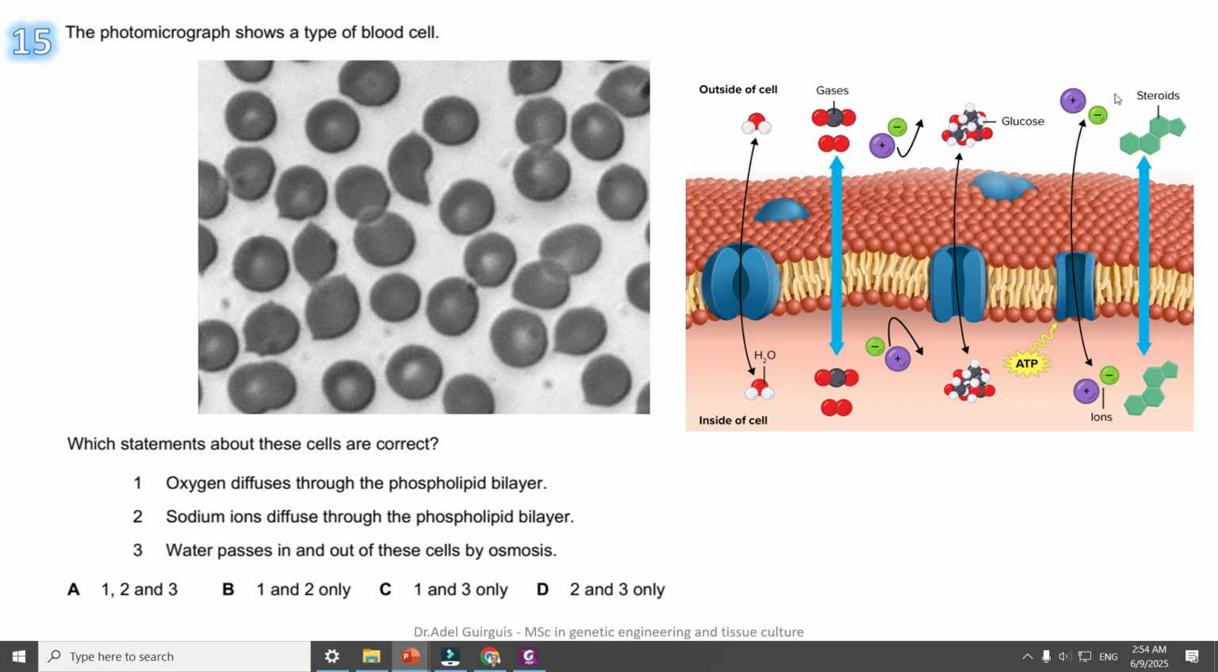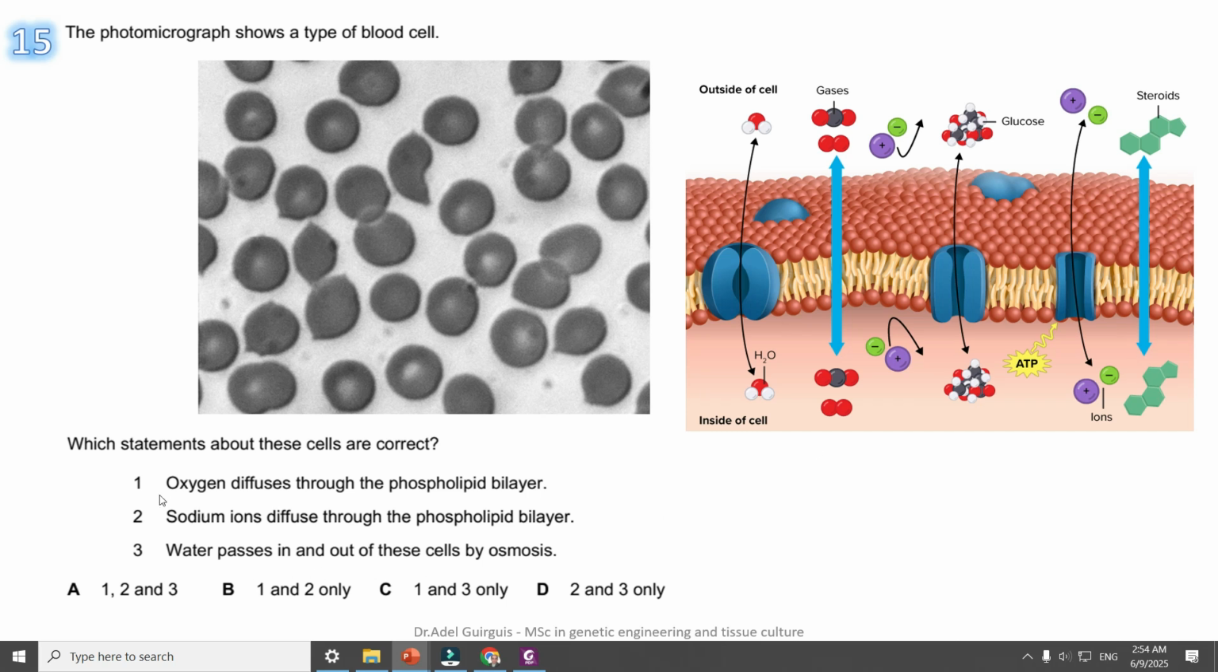What about steroids? Steroids are derivatives of lipids. They are fatty and hydrophobic, so they pass easily in and out through the cell surface membrane, because they are hydrophobic in nature. These are all the molecules we discussed, and how they pass through the cell surface membrane.